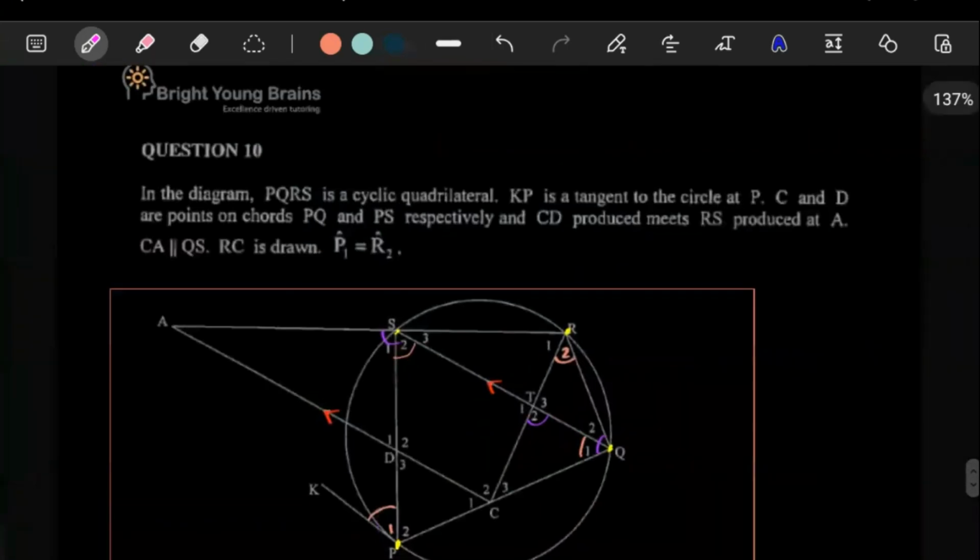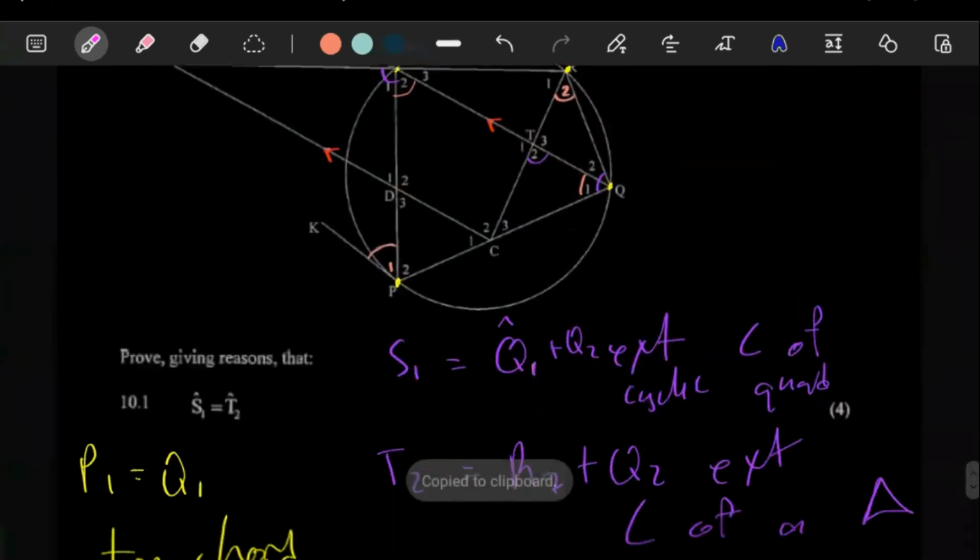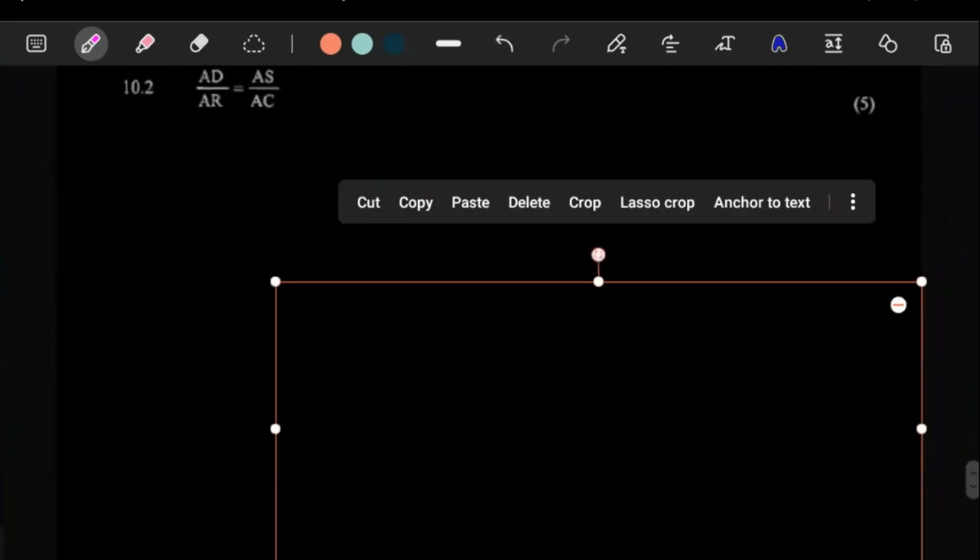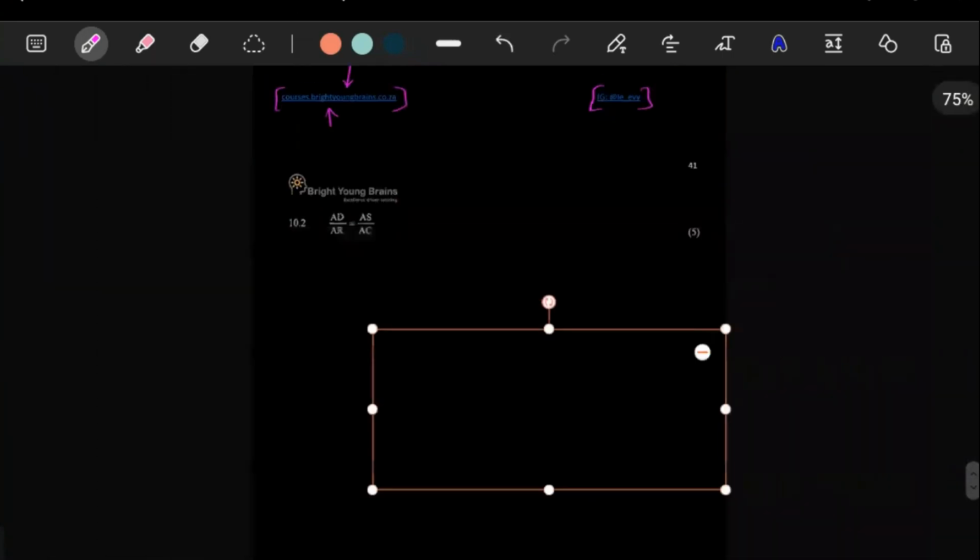10.2, we obviously need our sketch. But let's see. It's a 5-mark question, so that's going to be interesting. Let's see what we can do here.